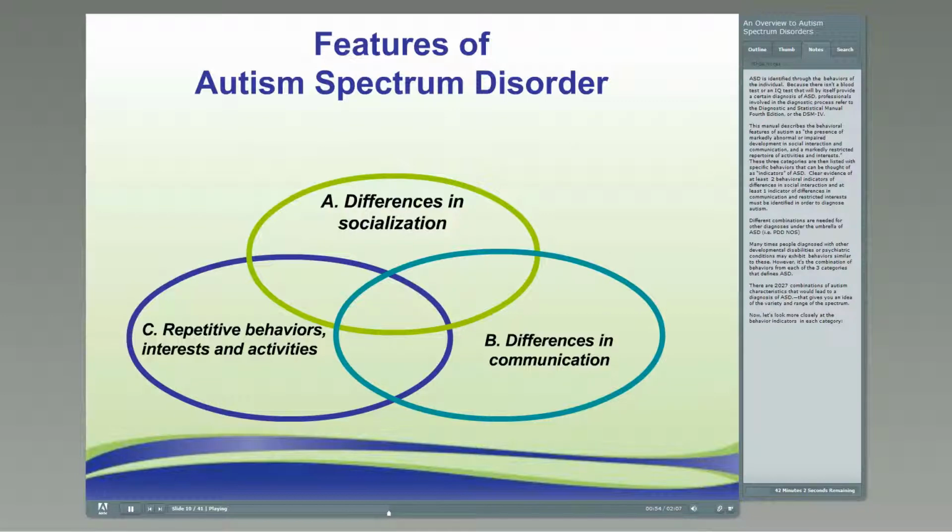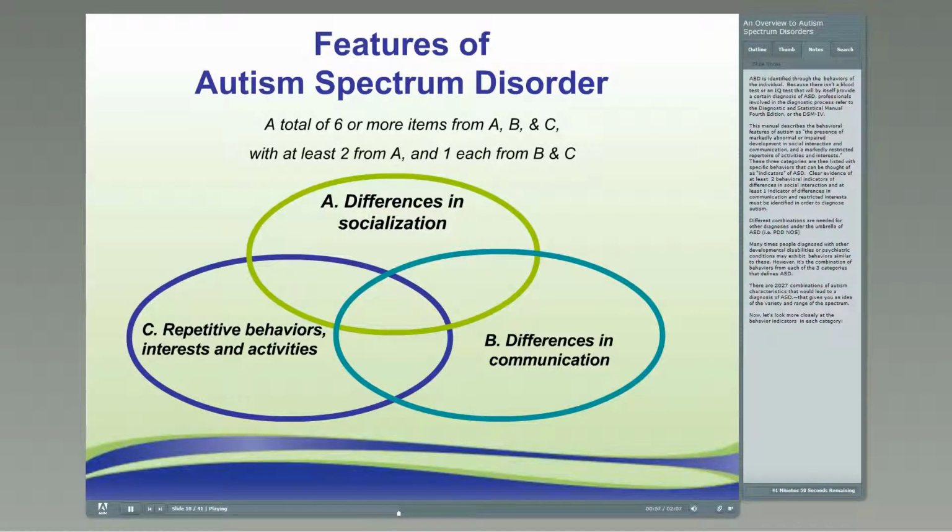Clear evidence of at least two behavioral indicators of differences in social interaction and at least one indicator of differences in communication and restricted interests must be identified in order to diagnose autism. Different combinations are needed for other diagnoses under the umbrella of autism spectrum disorders.